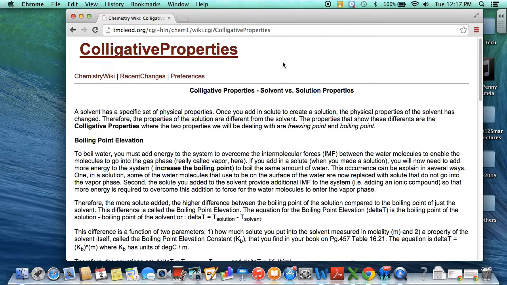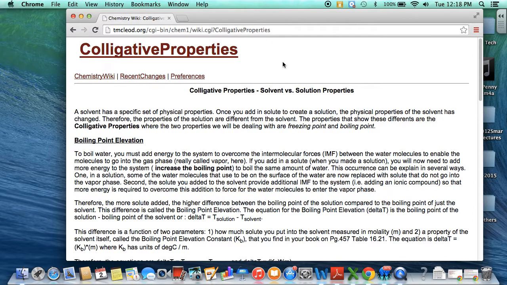Or another way of looking at it is, once you start putting solute particles on the surface, that location is no longer available for a solvent particle to go into the gas phase. So you have fewer solvent particles in the gas phase at any given temperature, therefore the vapor pressure must be lower, therefore you must go to a higher temperature. And the more solute particles, the higher the boiling point will become for the solution. So it's all about the number of particles.